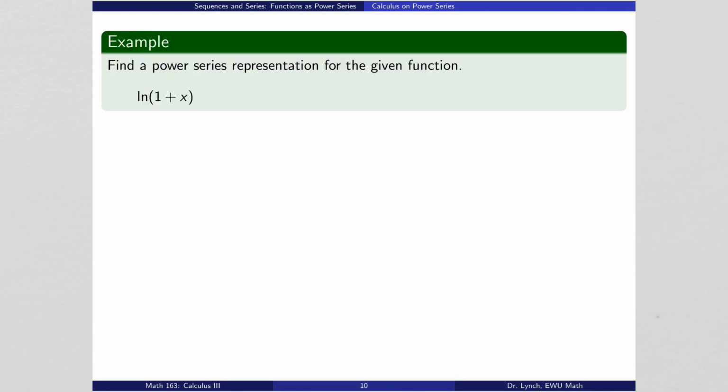So here's the first example. Let's go ahead and have a look at the function ln of 1 plus x. So we'll start with our familiar series, the geometric series. Here we'll go ahead and replace x by negative x, and we can see that we get a power series representation for 1 over 1 plus x, which when you integrate that, we'll find that we get an expression for the natural log of 1 plus x.